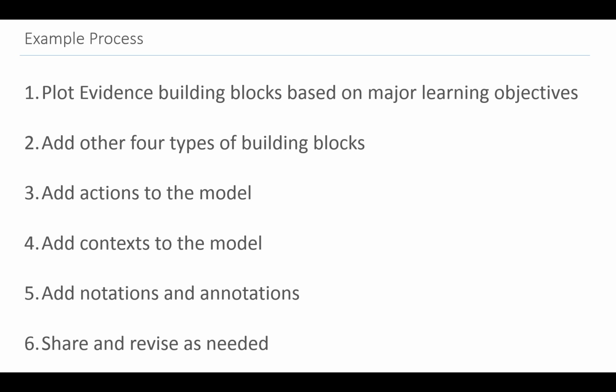So as a review, there are many different ways and variations to approach modeling learning environments. In this general example, we used a basic process. This process was to first plot the evidence of learning building block. Then we added the other 4 types of building blocks to support the evidence of learning. We then added actions to the model. Next, we added the context to the model. Fifth, we added notations and any annotations. And then finally, we shared and revised that model as needed.